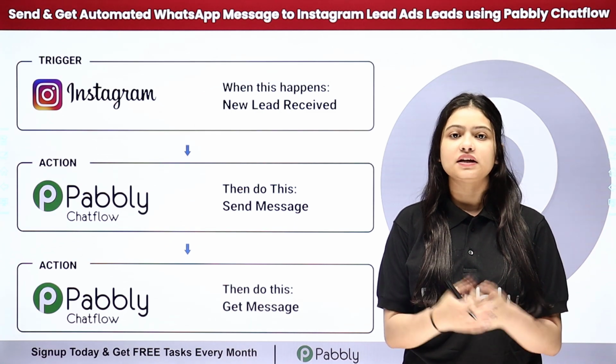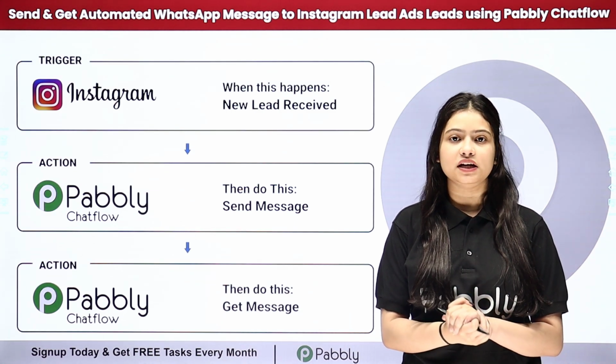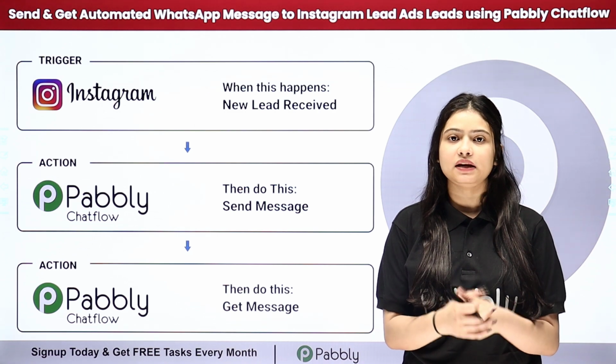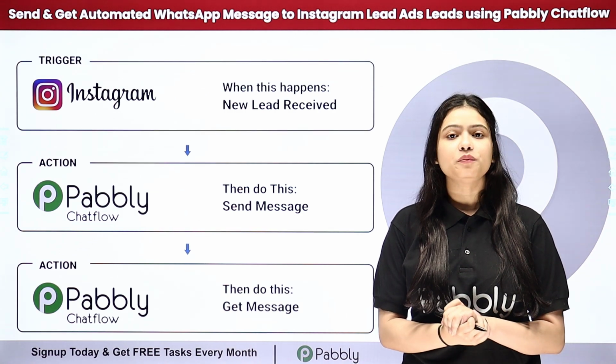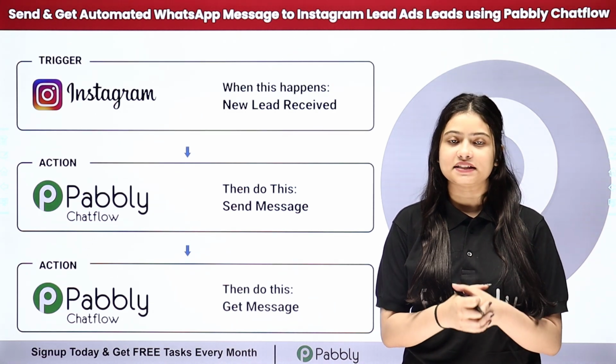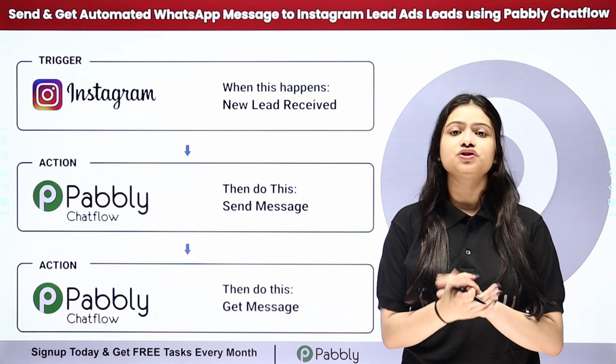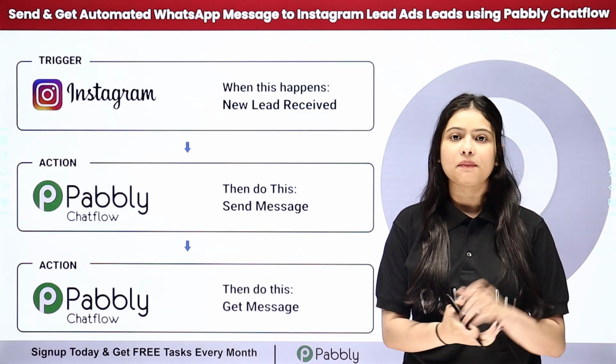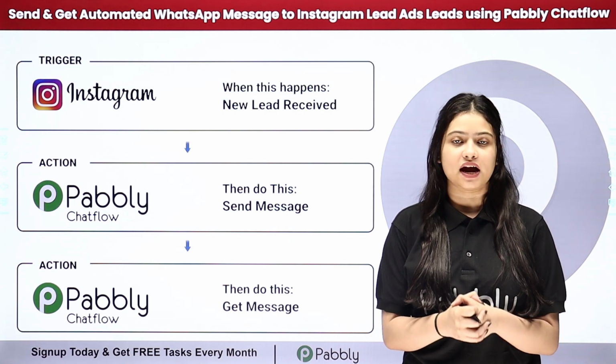My objective is that as soon as I receive a new lead, when the lead visits my ad campaign and submits the lead gen form, automatically a WhatsApp message should be sent to that same lead, and also a notification should be received by myself on my WhatsApp as a lead alert with all the details of that same lead.